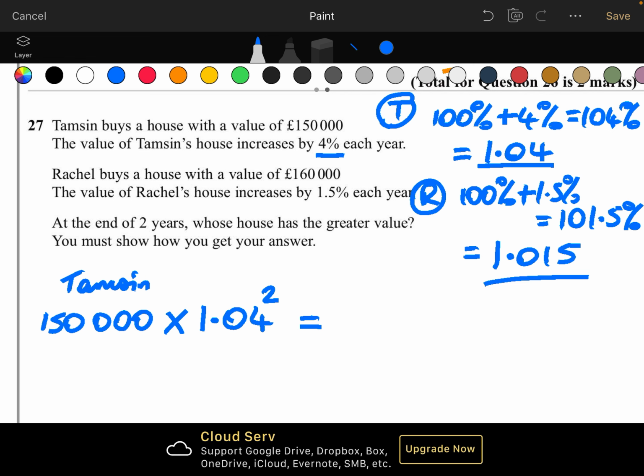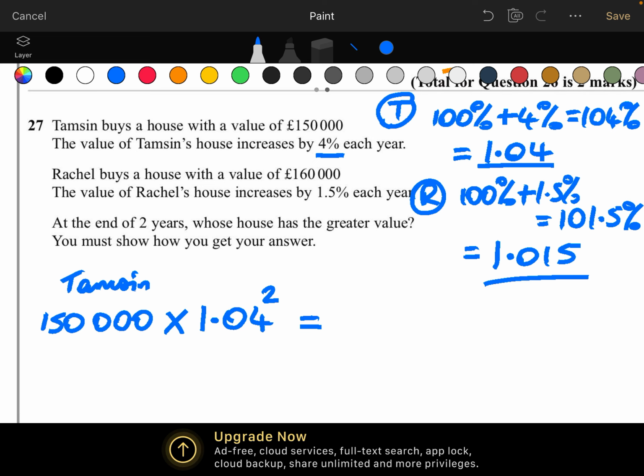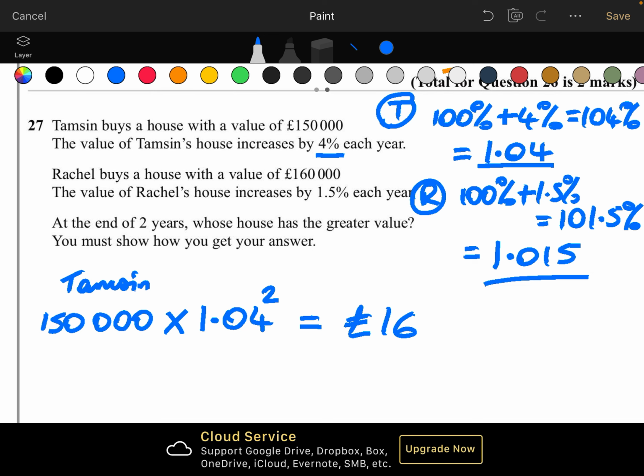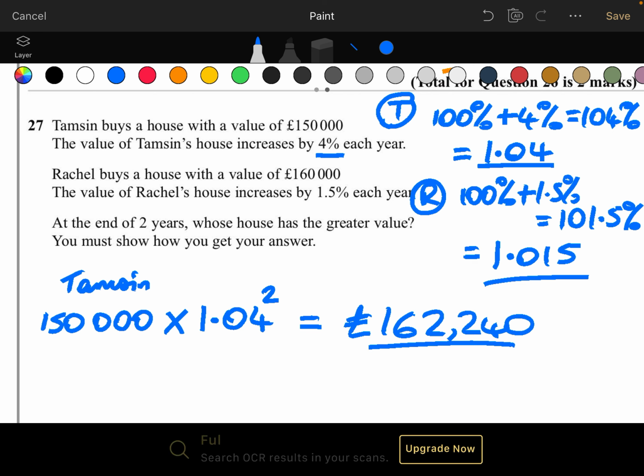So I need to type that into my calculator, 150,000 times by 1.04 to the power, that's the x squared button, a power of 2, and that will give me 162,240. Okay, so that's one answer.